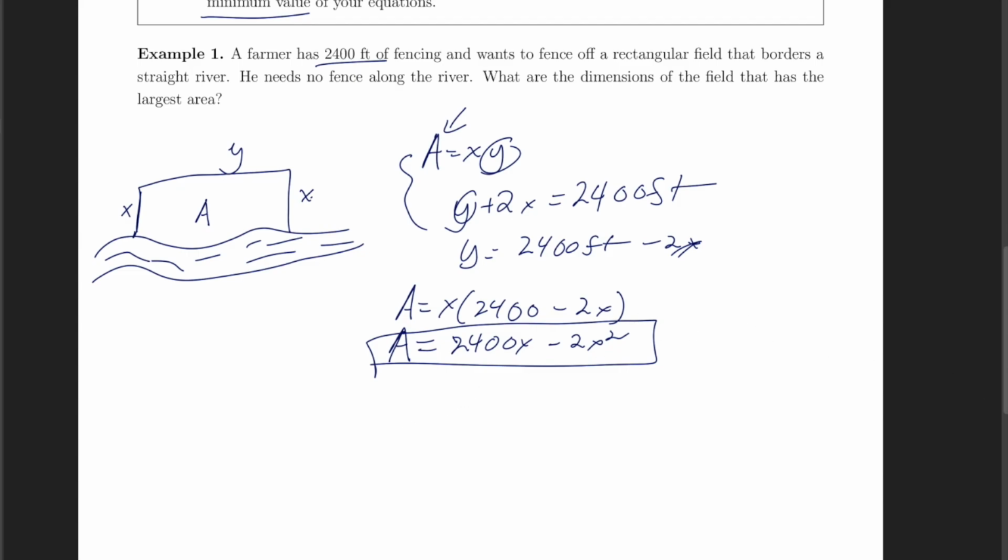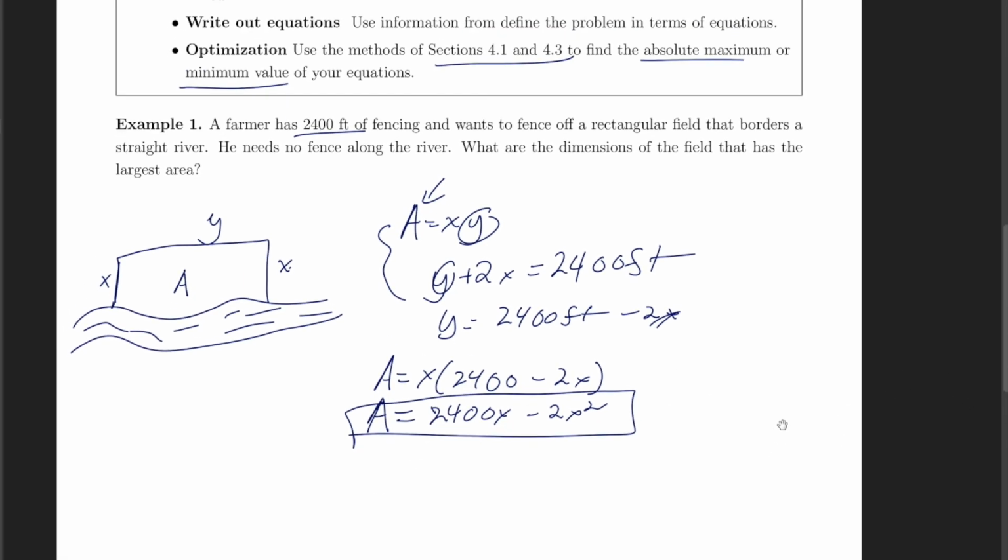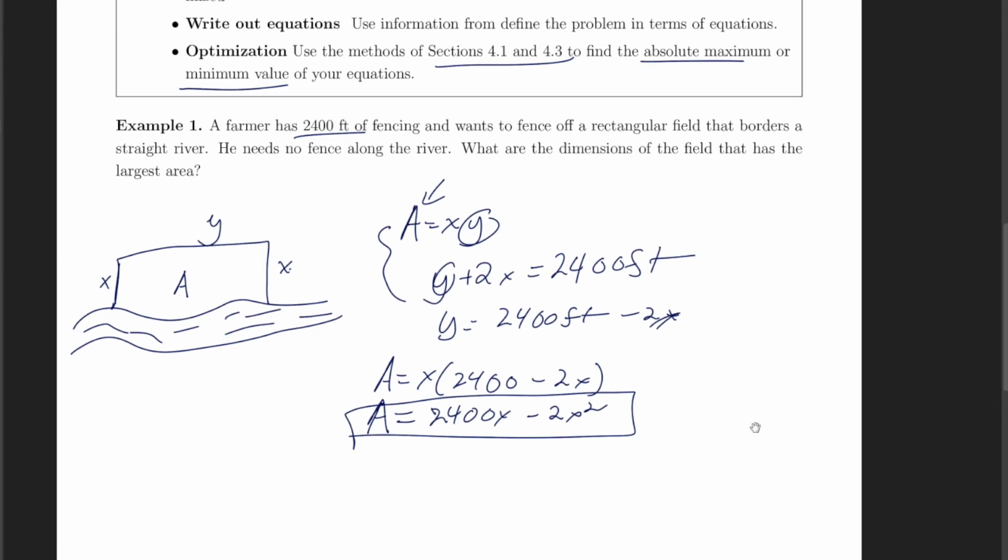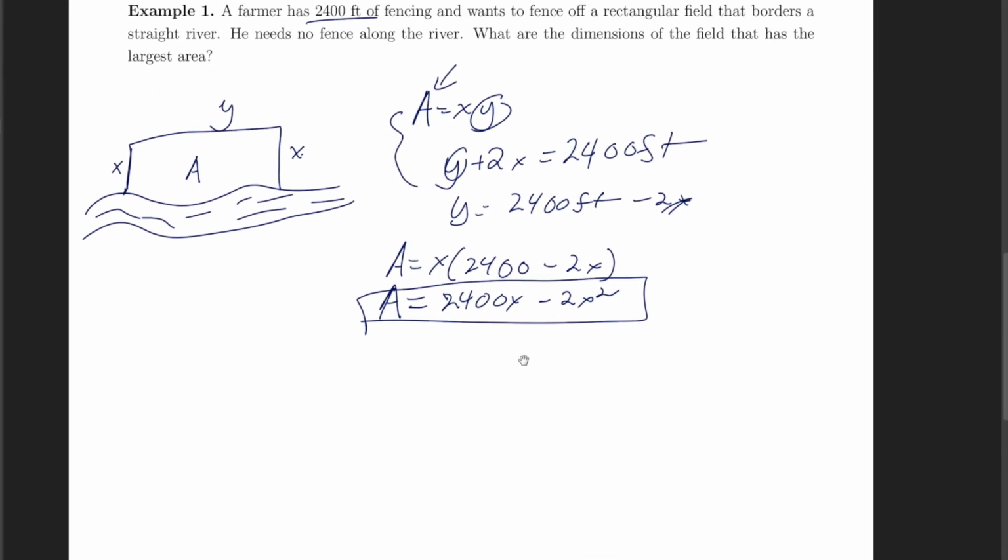Well, how are we going to do that? We're going to be using methods in sections 4.1 and 4.3. We're going to look for critical points, and to do that, we're going to take the derivative. The derivative with respect to x will be 200 minus 4x. I'm going to set that equal to 0 because we want to find a critical point, where it's a local max or min.